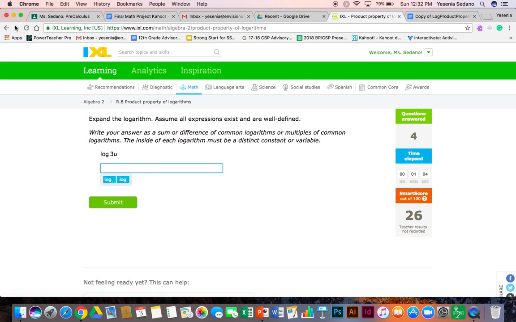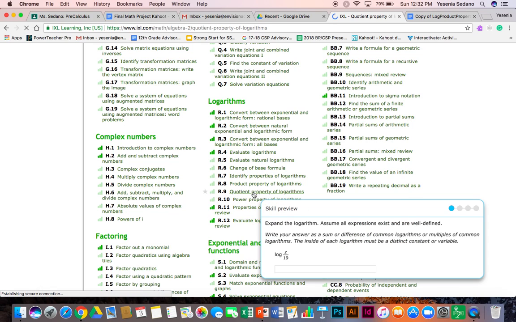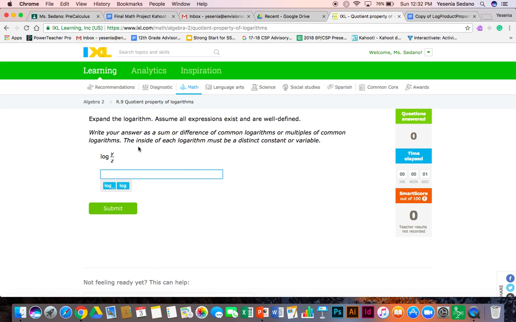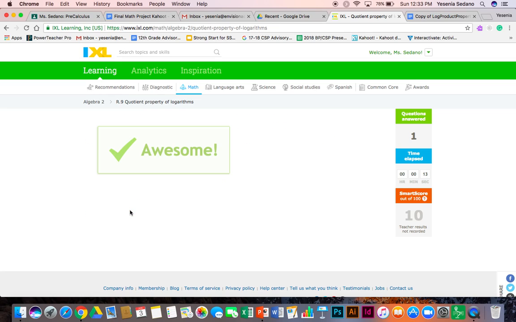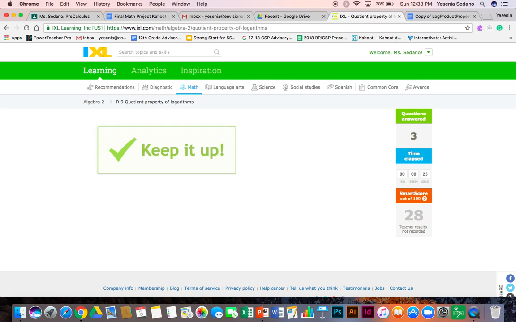Now then, let's check out R.9. So let me go back here. R.9 is basically the quotient property of logs, which is when you have a division, you break it up, you expand it by doing subtraction. So division, y divided by z, is going to be log of y minus log of z. And you enter. Good. Again, this is 13 divided by t, so that's log of 13 minus log of t. This one's going to be log of x minus log of 11.